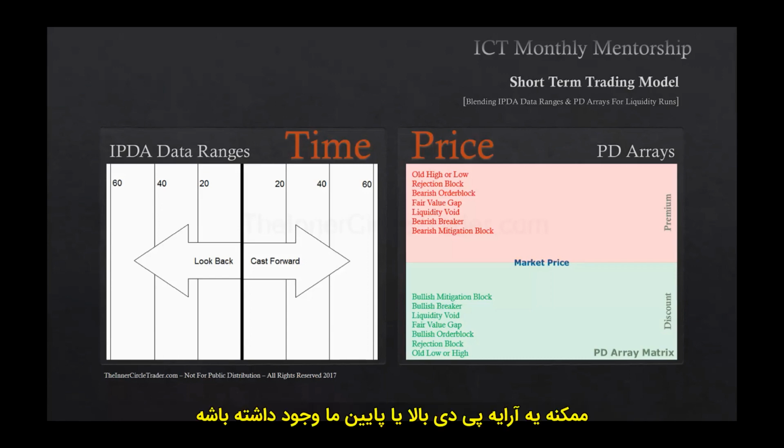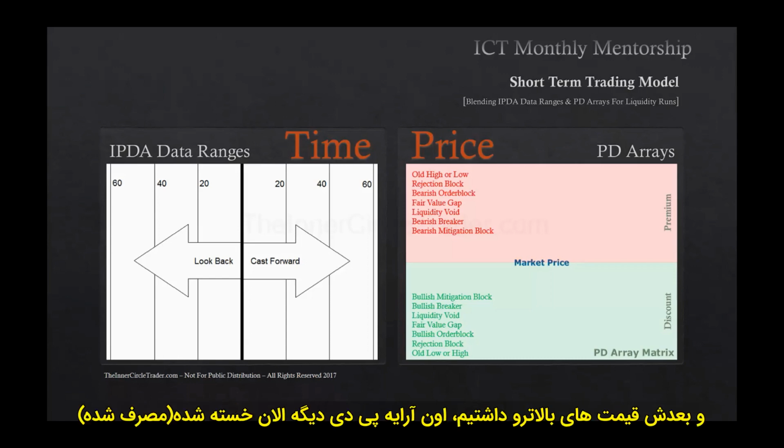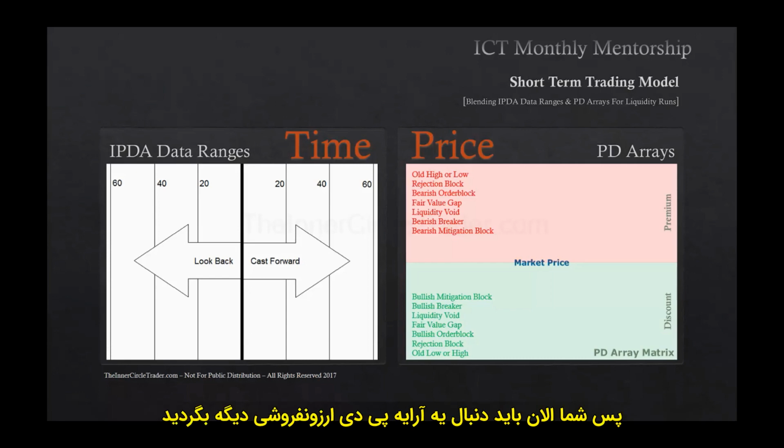There may be a PD array above and or below us that's already been used by price action. For instance, there may be a bullish order block the price has already traded down into and responded and reacted accordingly and had higher prices. That PD array has now been exhausted, so you'd have to look for another discount PD array.